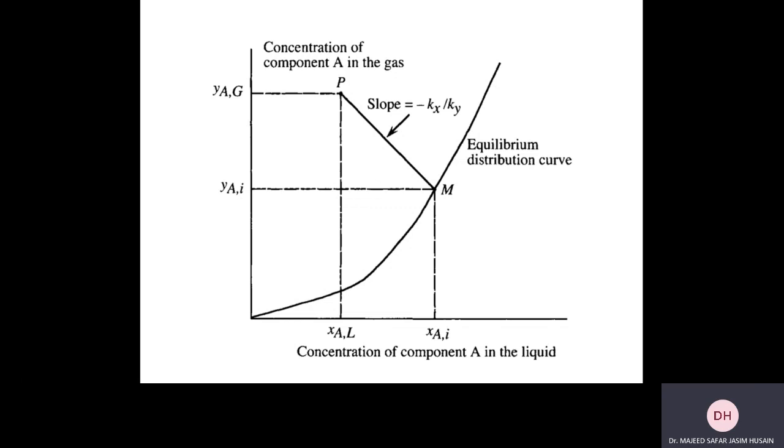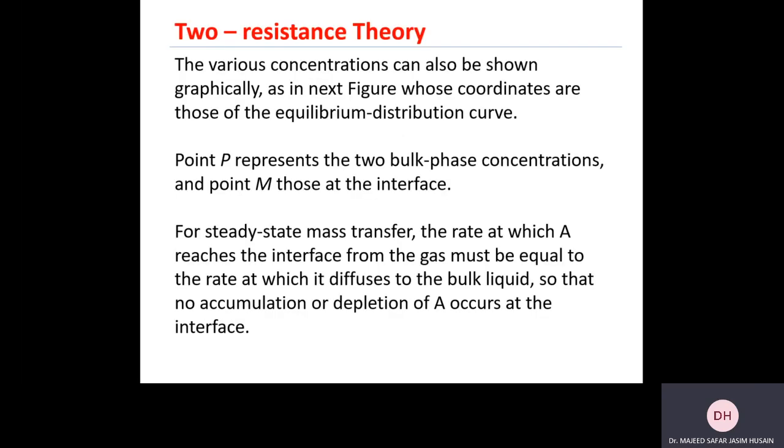Point M is also clearly shown to you. It is basically the values of YAI and XAI, that means the equilibrium mole fractions. And you have a line between these two, and it is straightforward. So basically, point P represents the two bulk phase concentrations, and point M, the ones at the interface.